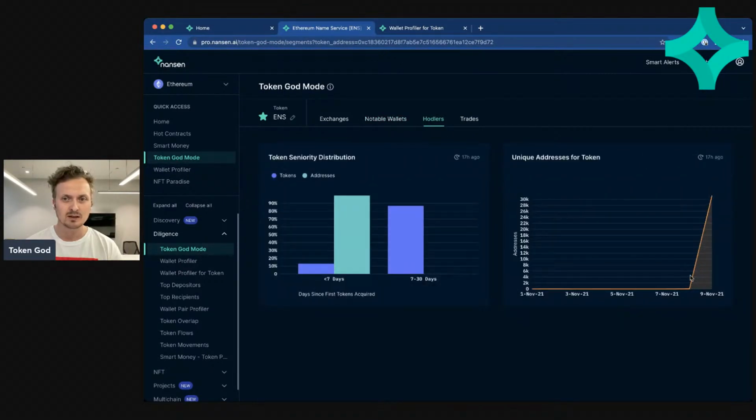They also mentioned that it might be worth looking at the hodlers tab, which shows the unique addresses for a token. And so right now there are more than 30,000 addresses that hold ENS. And if you recall, actually this is kind of interesting. If you recall, there were almost 60,000 that claimed. So it means there are quite a lot of addresses that actually sold the ENS tokens.